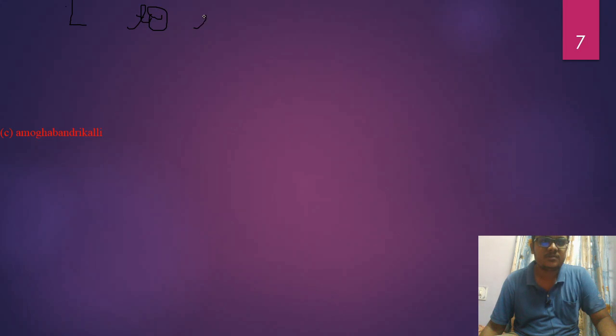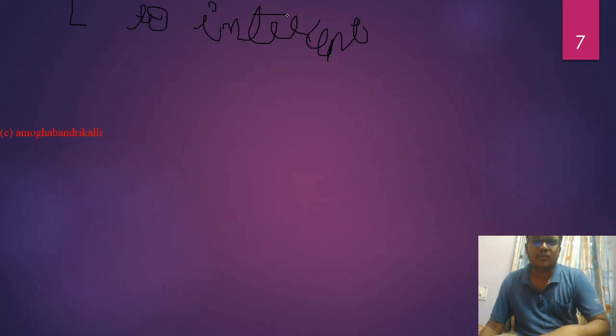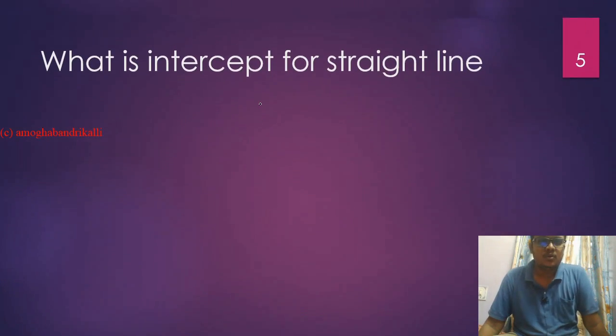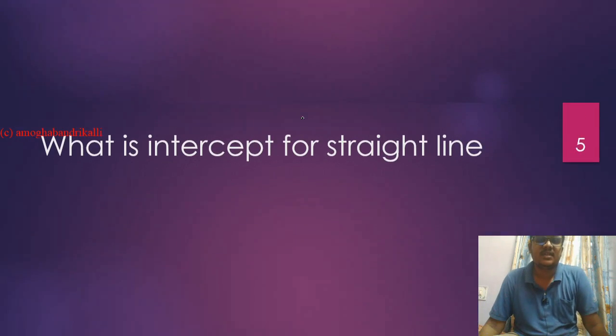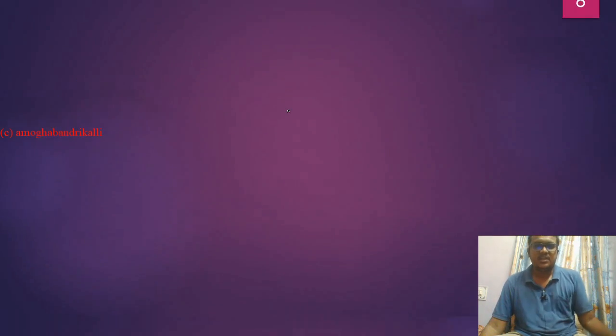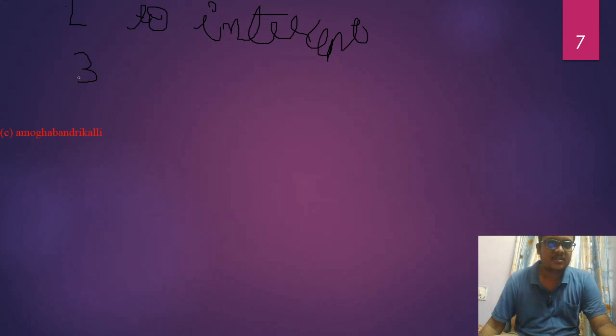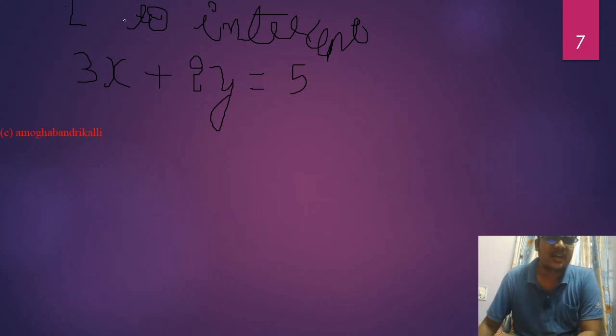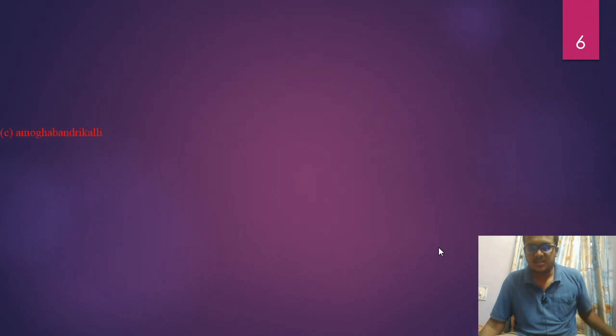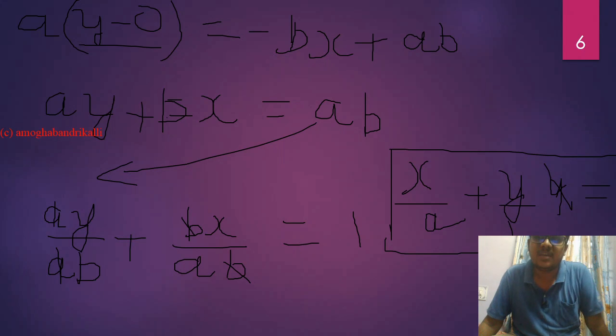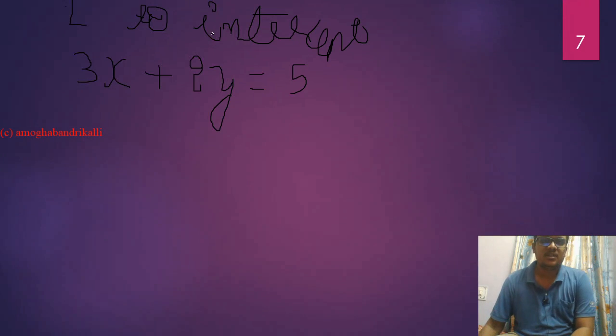See, consider if you need to convert from a line to intercept values. A line will be in the form y is equal to mx plus c. I am taking one example here: 3x plus 2y is equal to 5. Now I need to convert this line to intercept form. What is the equation for intercept? x by a plus y by b is equal to 1. So we need to convert this equation to that format.